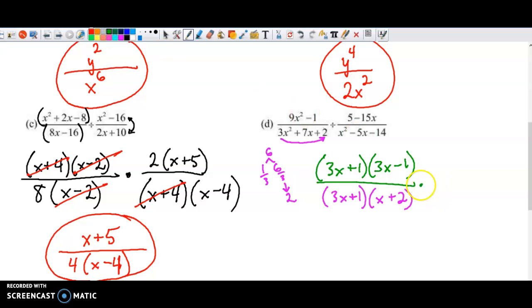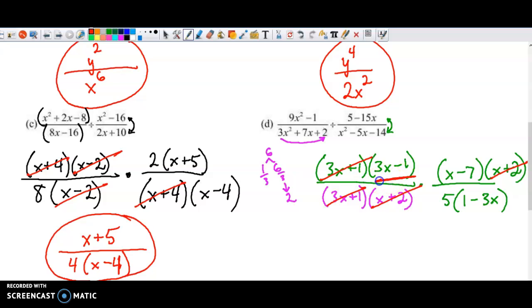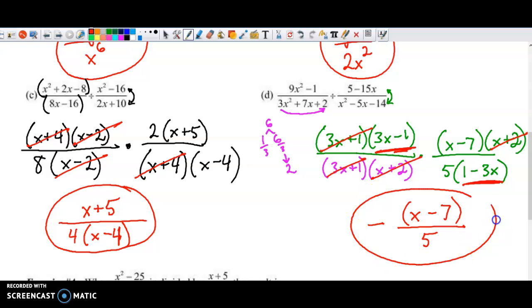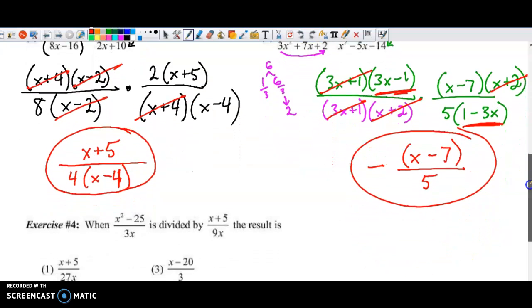We got to switch that to a multiplication. I'm going to put that 5 on the bottom, 1 minus 3x. And then on the bottom piece, which is now on top, factors out as x minus 7, x plus 2. So as I go to cancel out, x plus 2's cancel. Let's see, 3x plus 1 cancels. These things are not quite the same, but remember that if they're the opposite, 3x minus 1 versus 1 minus 3x, they do cancel with a negative brought in front. The negative of x minus 7 over 5. All right, and then again, there's other ways of writing that.